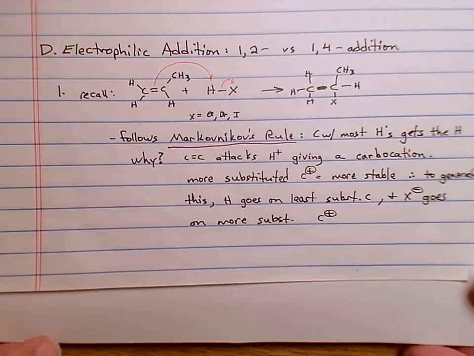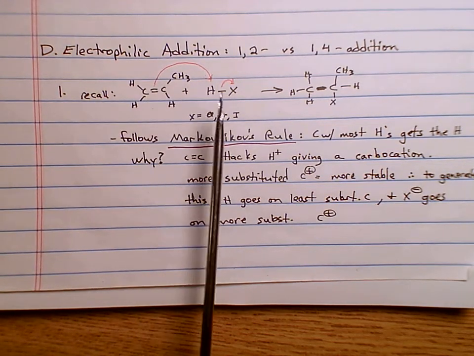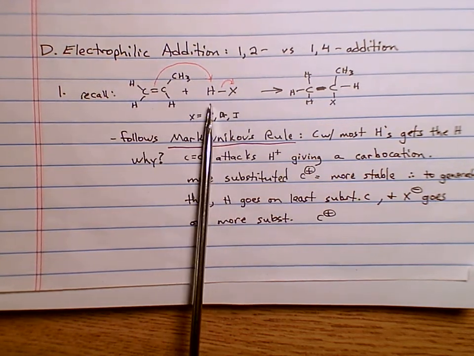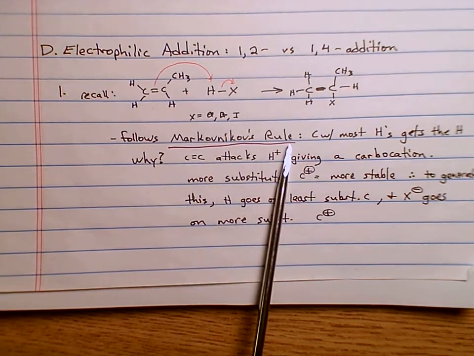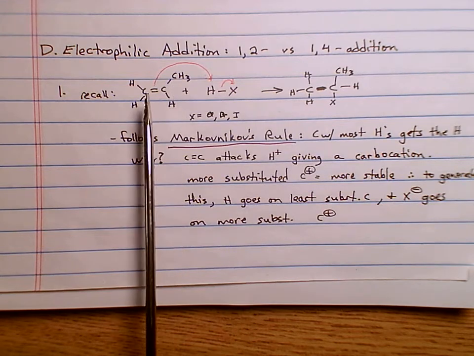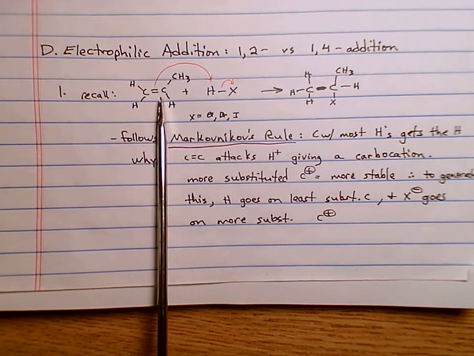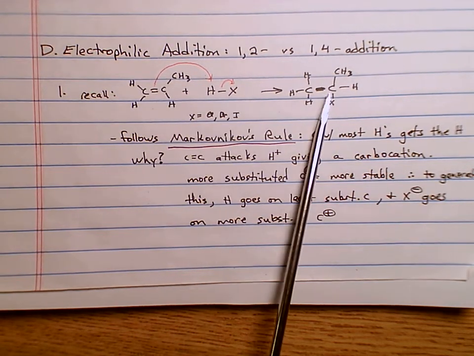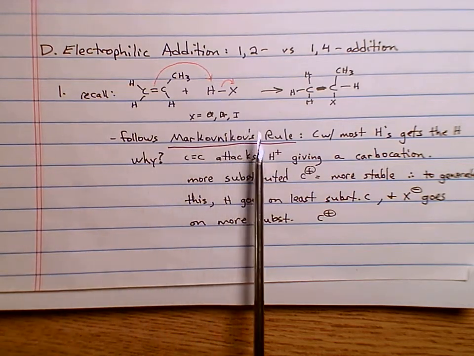Recall, when you have a double bond, and you add HBr, HCl, or HI to that double bond, it follows Markovnikov's rule. The carbon with more hydrogens gets the hydrogen, the other carbon, the more substituted carbon, gets the halogen. All right, and Markovnikov's rule works.